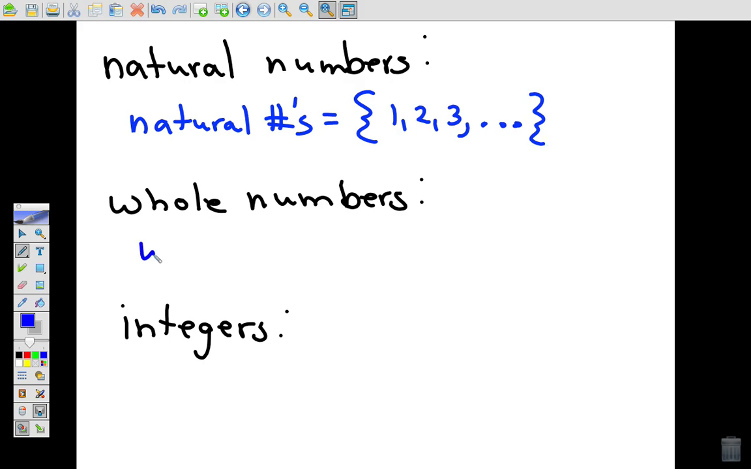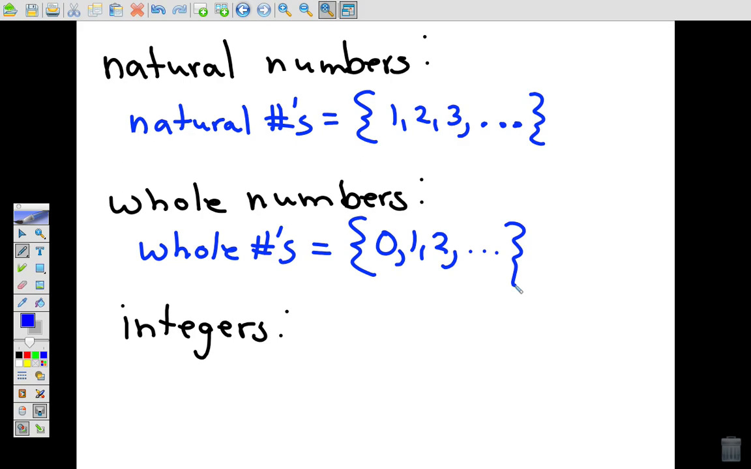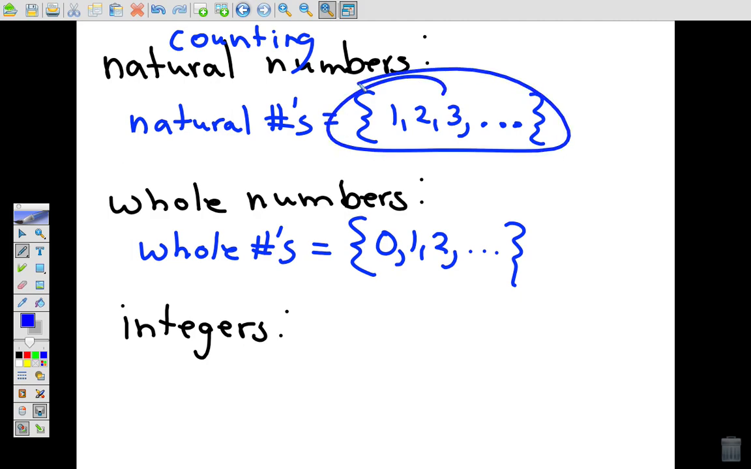Now the whole numbers are the set containing the natural numbers, but then we start with 0 though, dot, dot, dot. The only difference between the natural numbers and the whole numbers is that with the whole numbers you have 0 included. Now I do want to go back to the natural numbers. Remember, sometimes we call the natural numbers the counting numbers for obvious reasons. When you start counting, we start with 1.